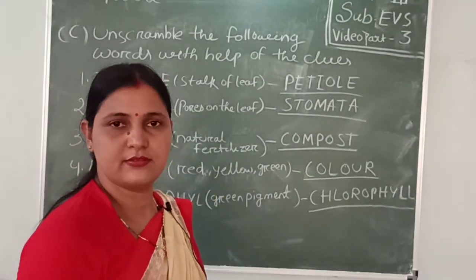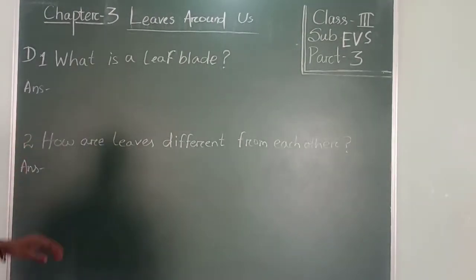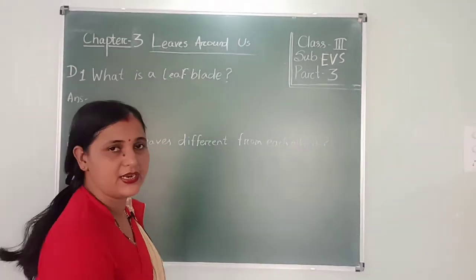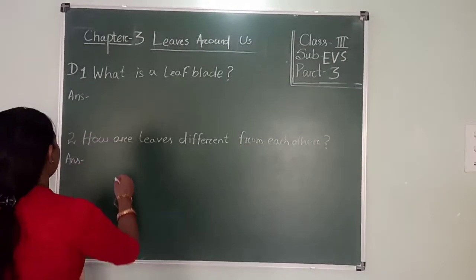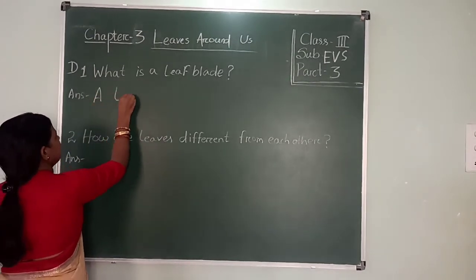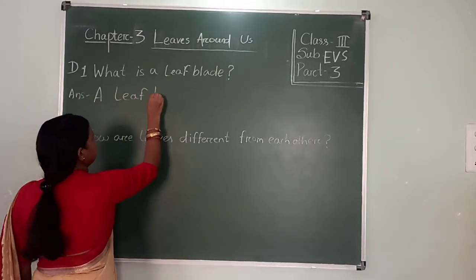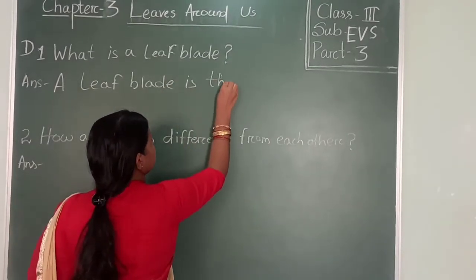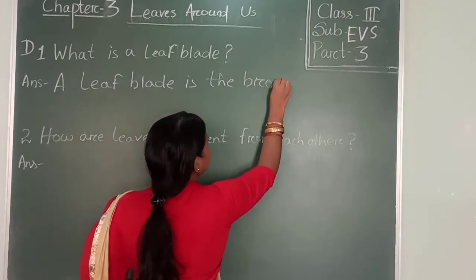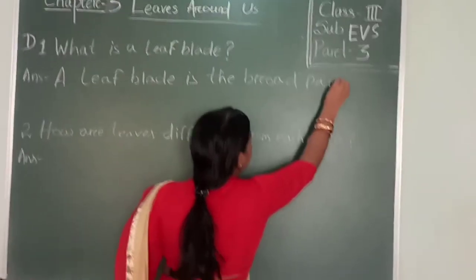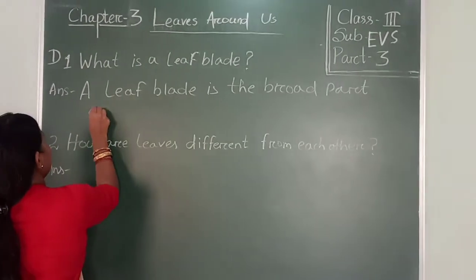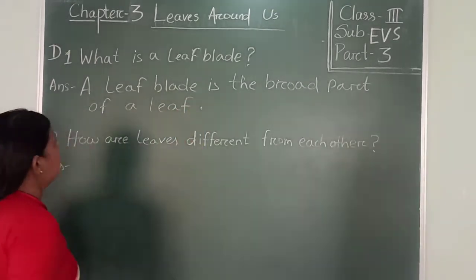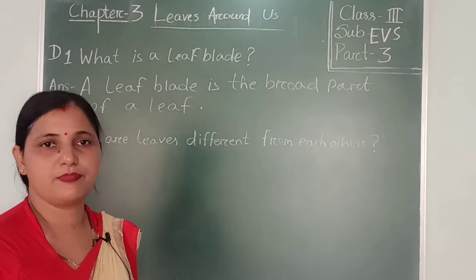Your question number D is, the first one is, what is a leaf blade? A leaf blade is the broad part of a leaf. Okay. What is a leaf blade? A leaf blade is the broad part of a leaf.